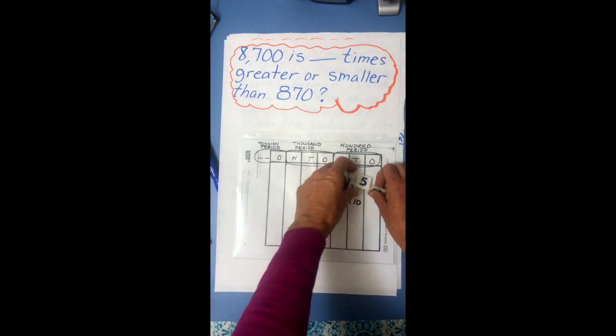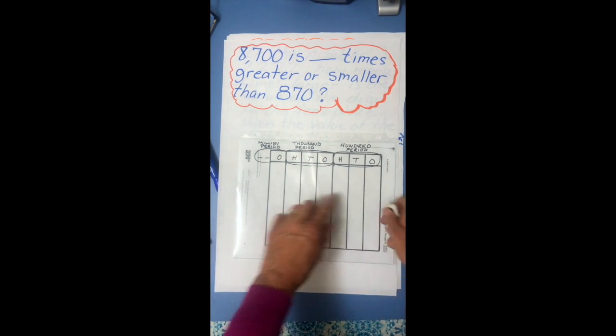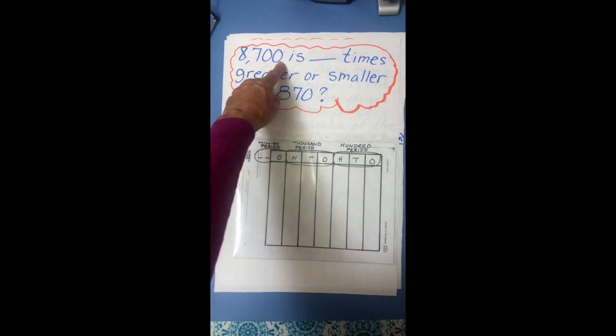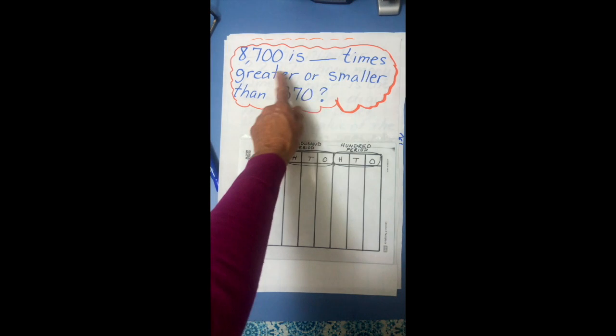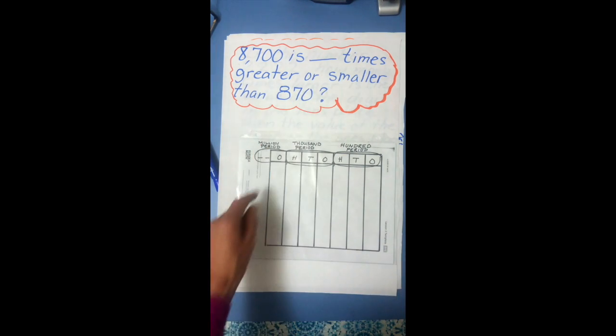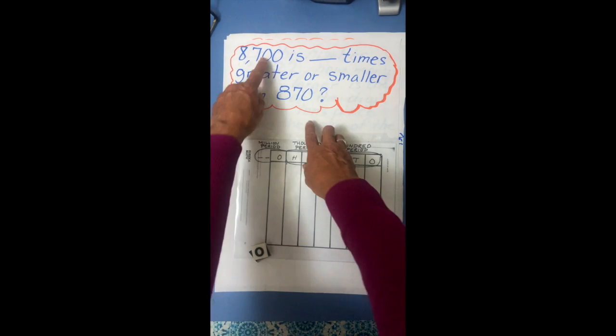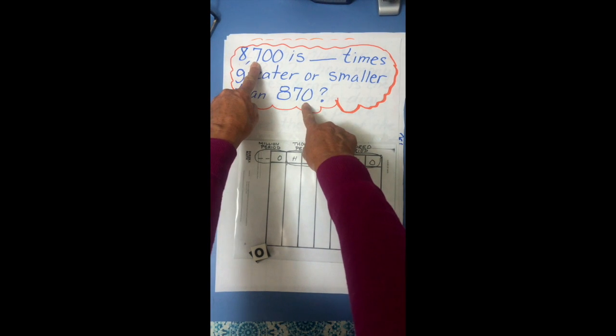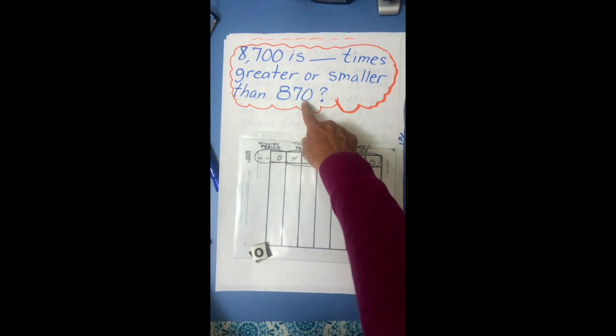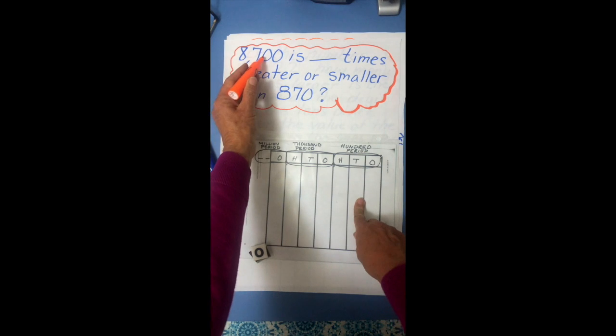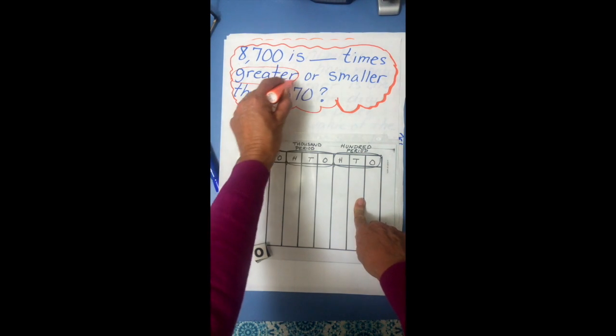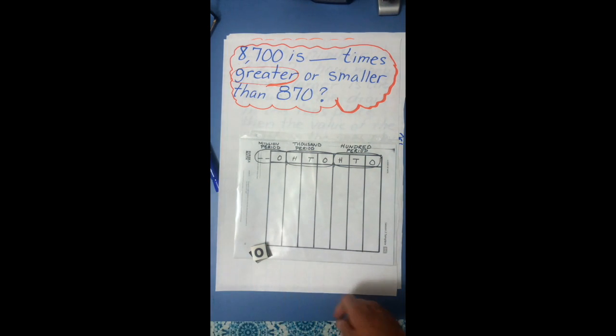All right, the next problem says 8,700 is blank times greater or smaller than 870. Well, I know 8,700 is way bigger than 870. So I know this number is greater. And I always do that step first because of the backwards thinking here.